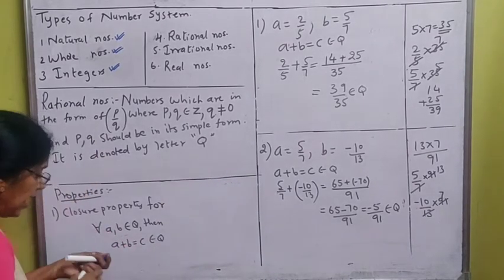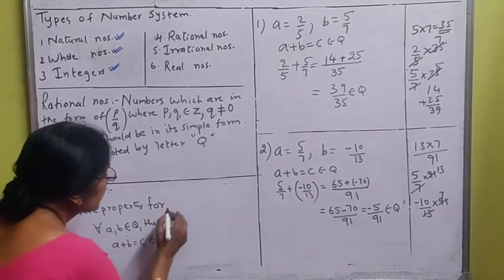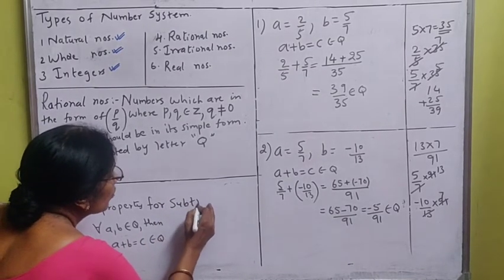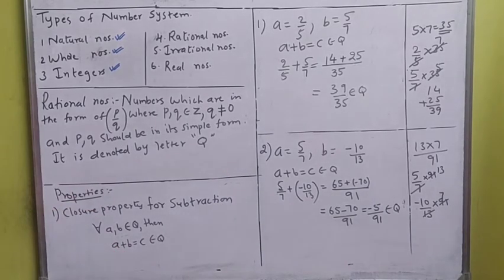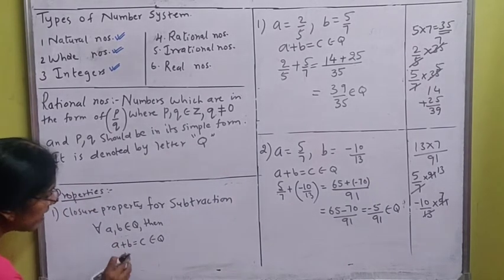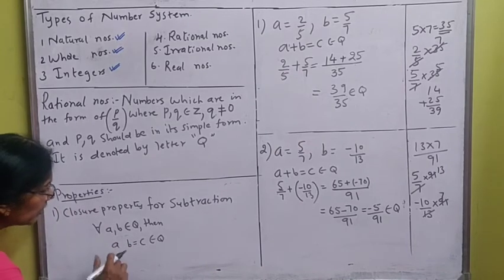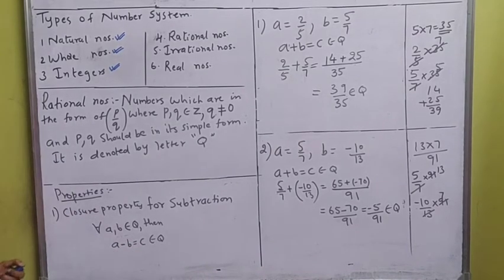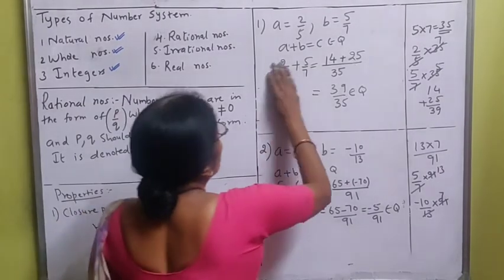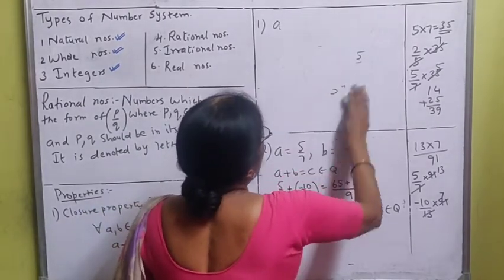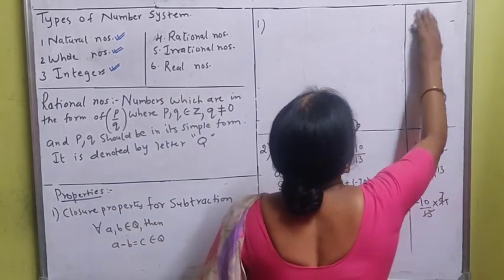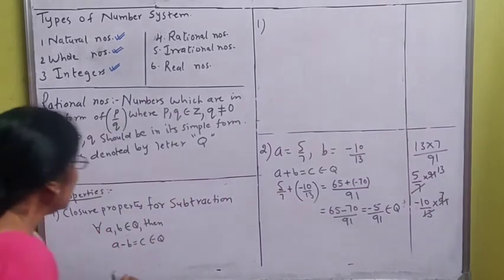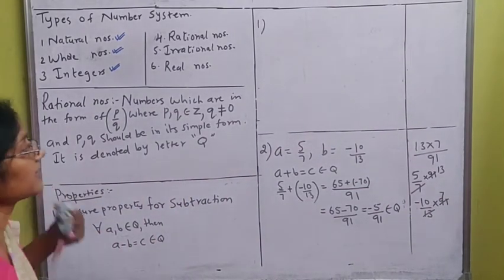Now we'll go to the next closure property for the next fundamental operation, and that fundamental operation is subtraction. So closure property for subtraction. So what is the closure property for subtraction? The first statement will remain as it is. Only this statement changes. A minus B is equal to C belongs to Q. So let us take the first example in this and calculate whether we are able to prove that subtraction is a closure property for rational numbers.